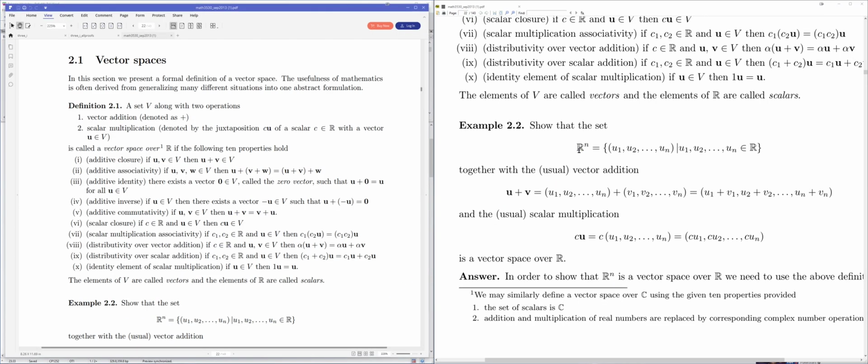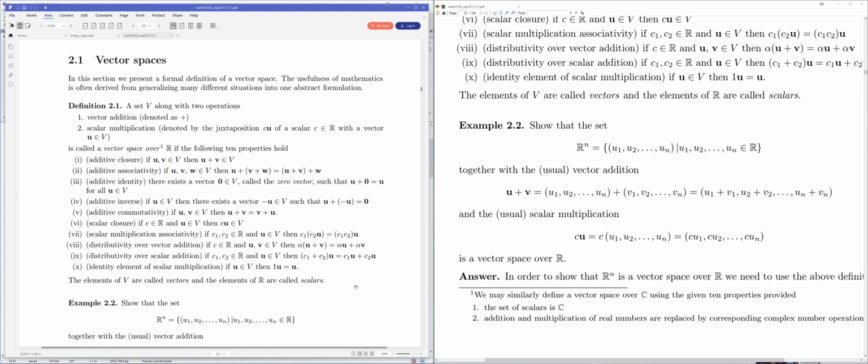So I want to show that Rn, which consists of vectors with n components, with the usual vector addition and the usual scalar multiplication, is a vector space over R. Now, if you're going to show that it's a vector space, you need to prove all 10 of these.